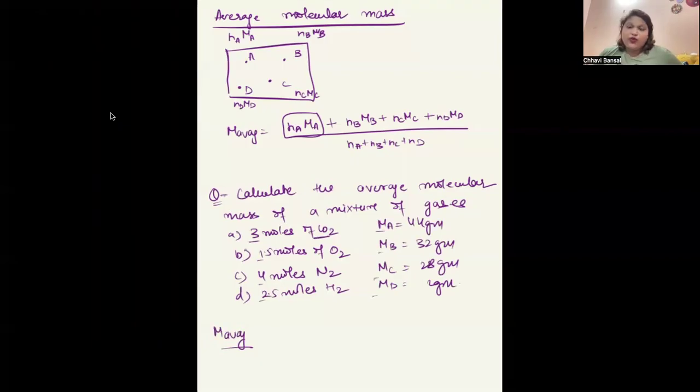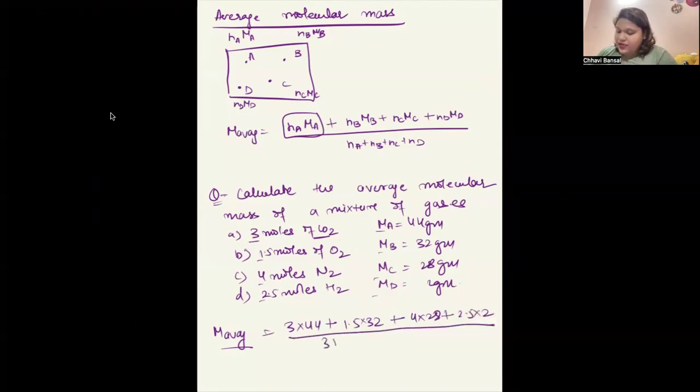Now we can directly put these values in the given formula. So M average equals 3 multiply 44 plus 1.5 multiply 32 plus 4 multiply 28 plus 2.5 multiply 2, right? Divided by 3 plus 1.5 plus 4 plus 2.5. Okay, let's do the calculation. 132 plus 48 plus 112 plus 5, divided by 2.5 plus 1.5 is 4, 4 plus 4, 8 plus 3, 11.